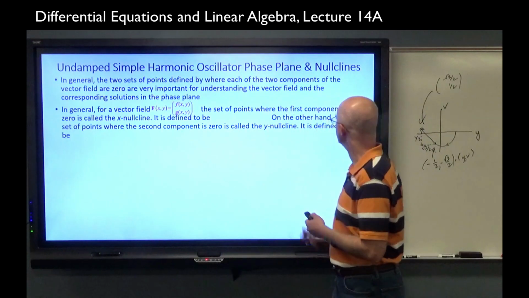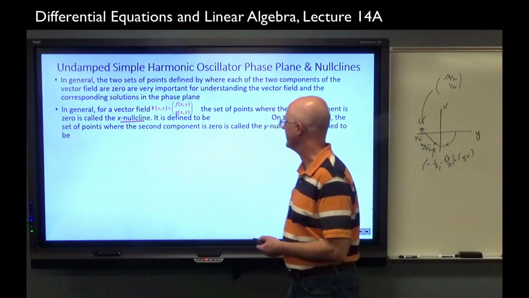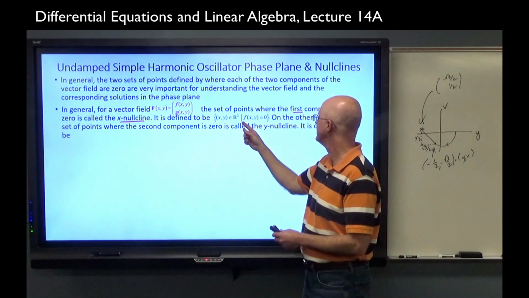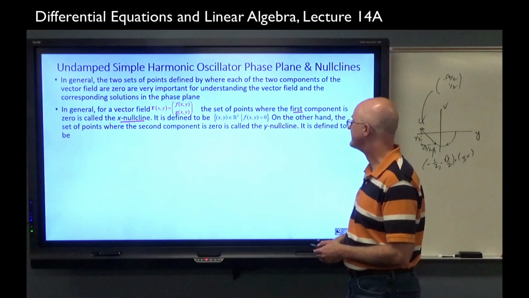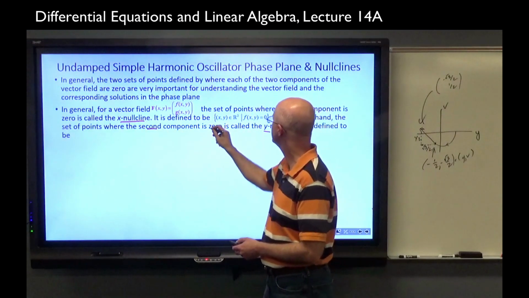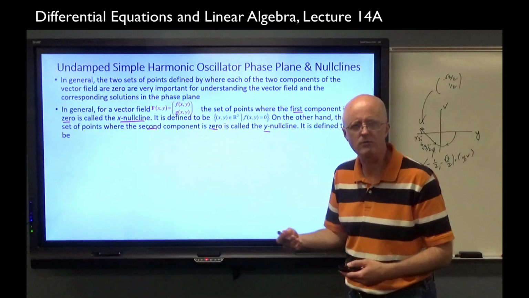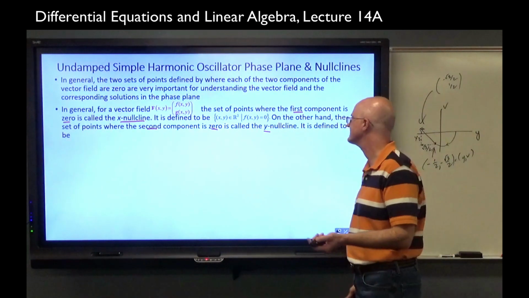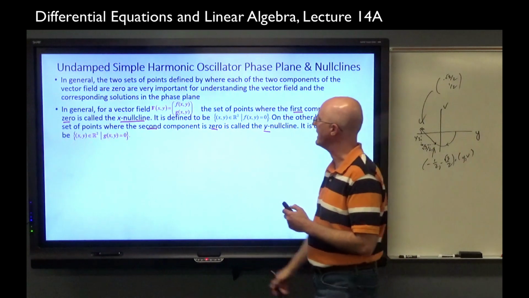The set of points where the first component is zero is called the x nullcline. X is the first variable. It's defined to be the set, the collection of all points in the plane where f of x,y is zero. On the other hand, the set of points where the second component is zero is called the y nullcline. Nullcline kind of means zero curve. Null means zero. Cline kind of means curved line. Nullclines. Isn't that a great word? It's defined to be the set of all points where the second component, g of x,y, equals zero.